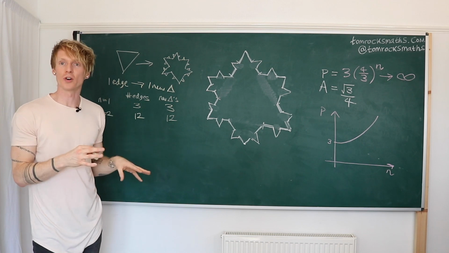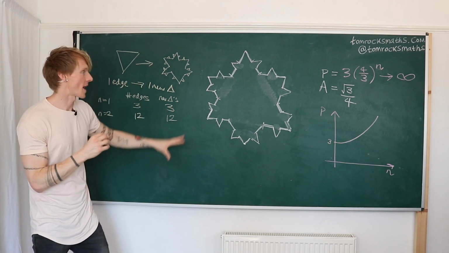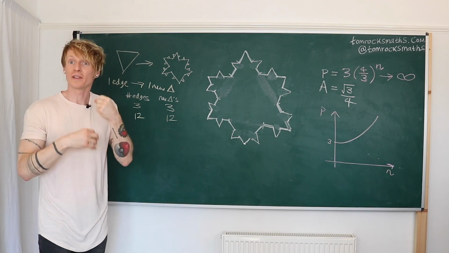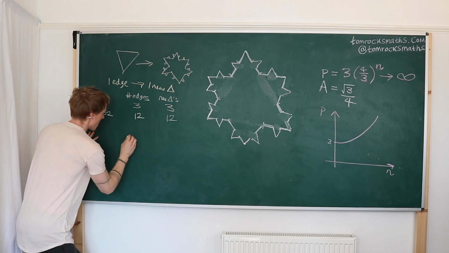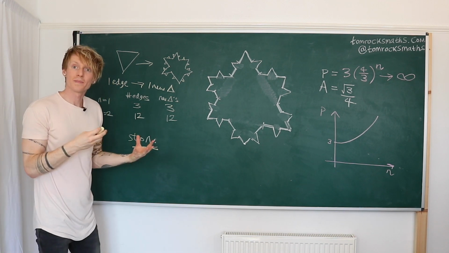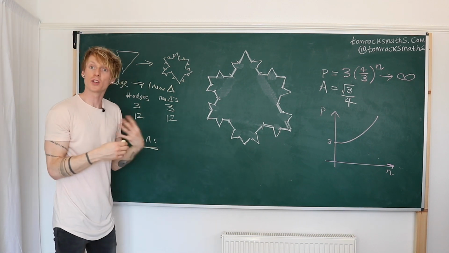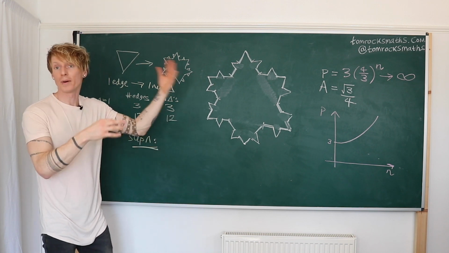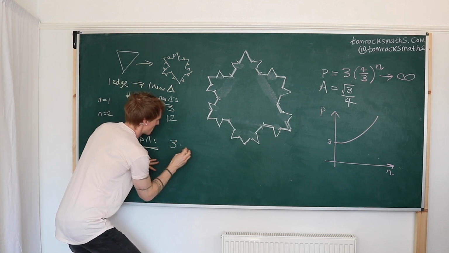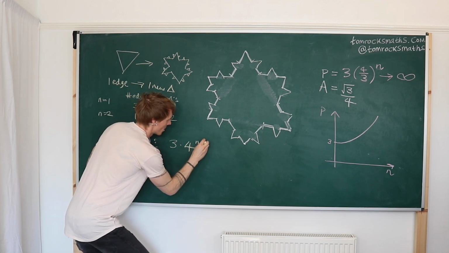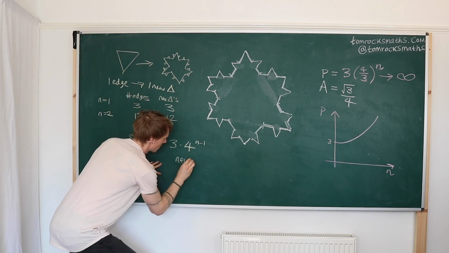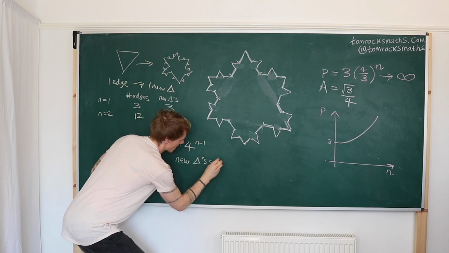Now, after a little bit of thought, perhaps trying out some more values, perhaps drawing more pictures and counting the new triangles and the number of edges, you will in fact find that at step n, what we do is we add the number of new triangles equal to the number of edges, and that is given by 3 times 4 to the power n minus 1. So this is the number of new triangles added at step n.